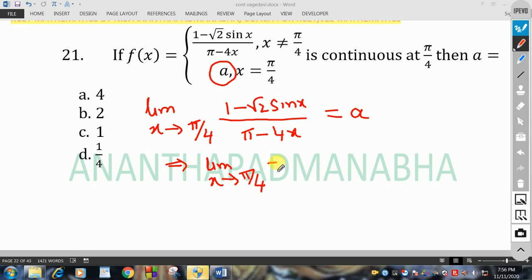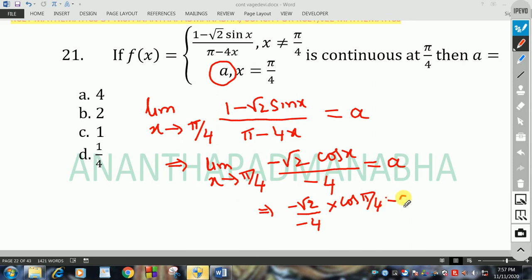So I have derivative of 1 as 0, minus root 2 here, and cos x here. Derivative of sin x is cos x, and derivative of pi is 0, and I am left with minus 4 here. On the right hand side I have a. Now let us apply the limit. So you will get minus root 2 by minus 4, that is root 2 by 4 into cos pi by 4.